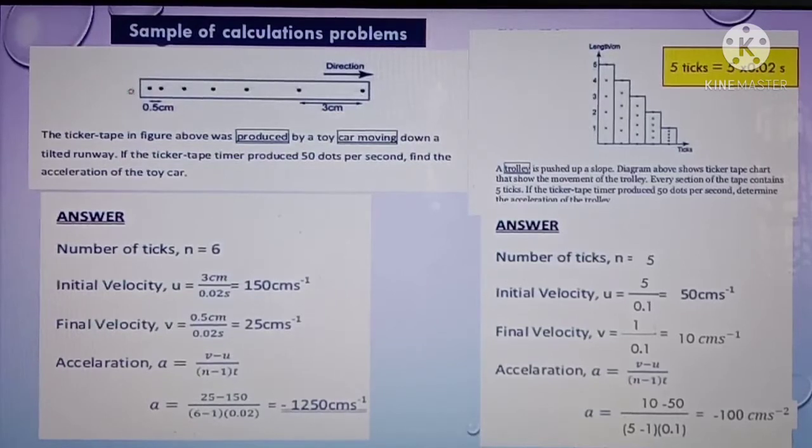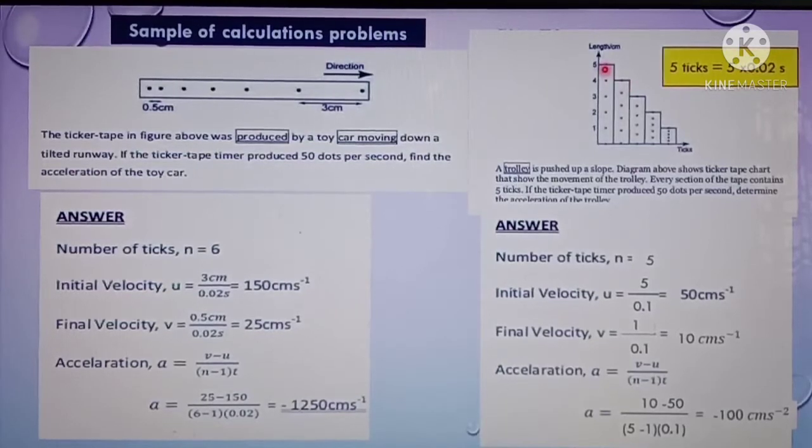So this one is for one ticker tape, 6 ticks. Let's say we have a tape chart. So this tape chart consists of 5 strips. One strip consists of 5 ticks. So meaning time taken for one strip is 5 times 0.02. That is 0.1 second. So one strip, 0.1 second.